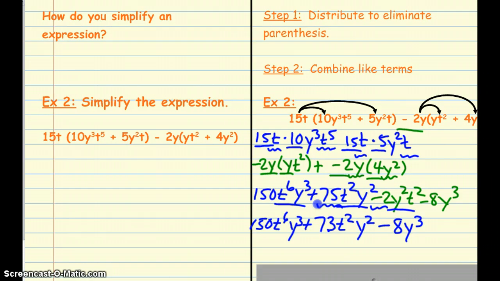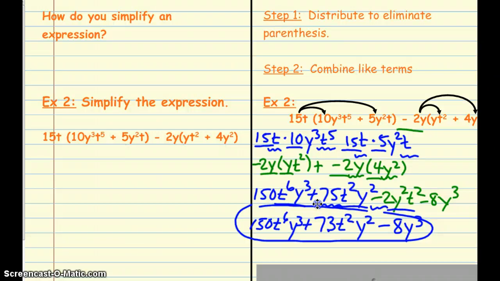So there we've distributed to get rid of the parentheses, and we've combined terms. And we don't have anything left to combine as far as our like terms, so then we would say this is our final answer for simplifying that expression.